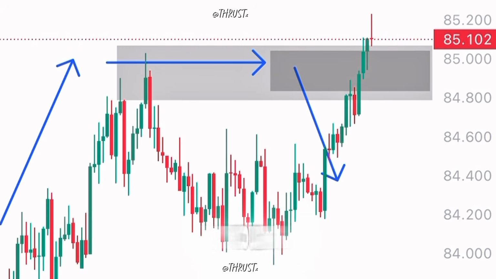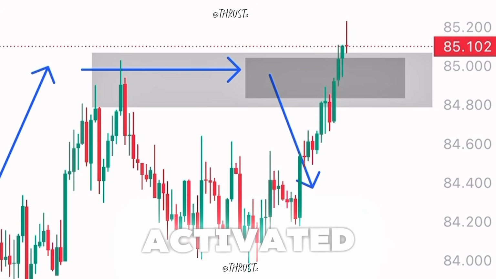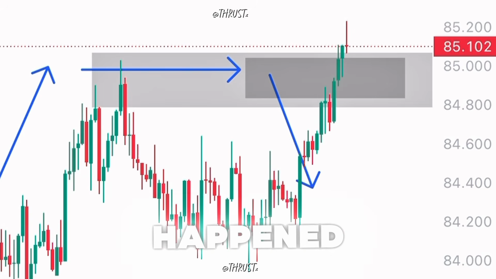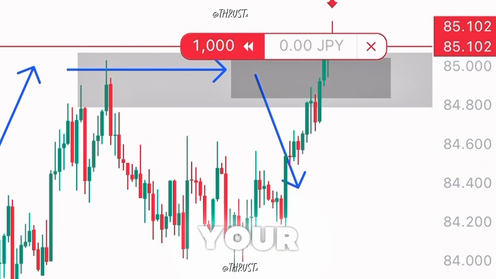You'll be putting your sell limits, okay? Your sell limits, they'll be waiting for you there to be activated. So when that happens, they'll be activated, and then you go down with your scalp, okay?